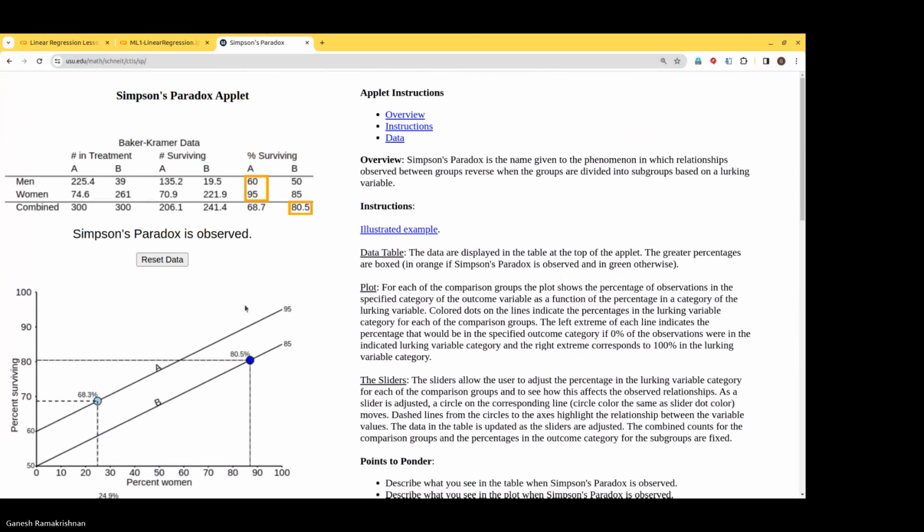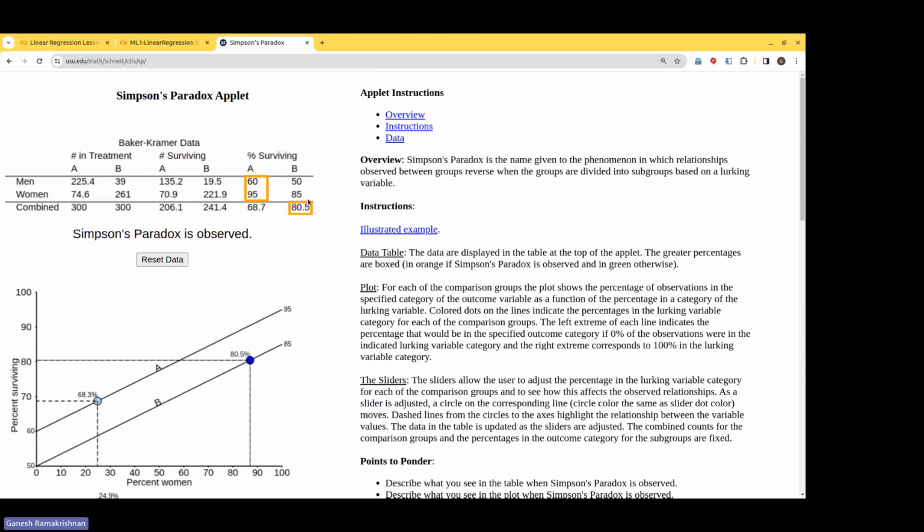What you see here is based on some policy. A certain number of men are given a particular treatment, and a certain percentage of women are given a certain treatment. Look at men: the percentage surviving under A is 60, and for women it is 95 under A. What impression do you get? Is protocol A better or B better? But the interesting thing is, if you combine both of these, look at the percentage surviving. What is better? B is better, right?